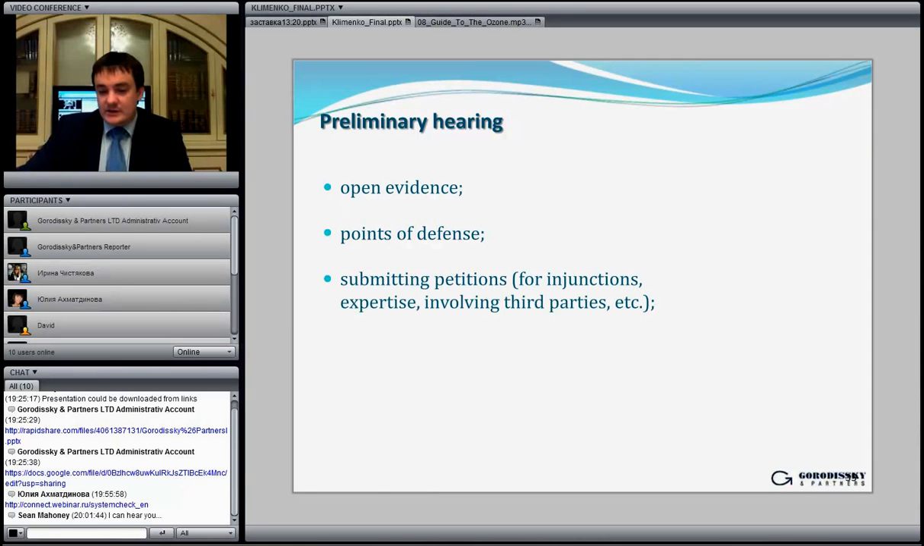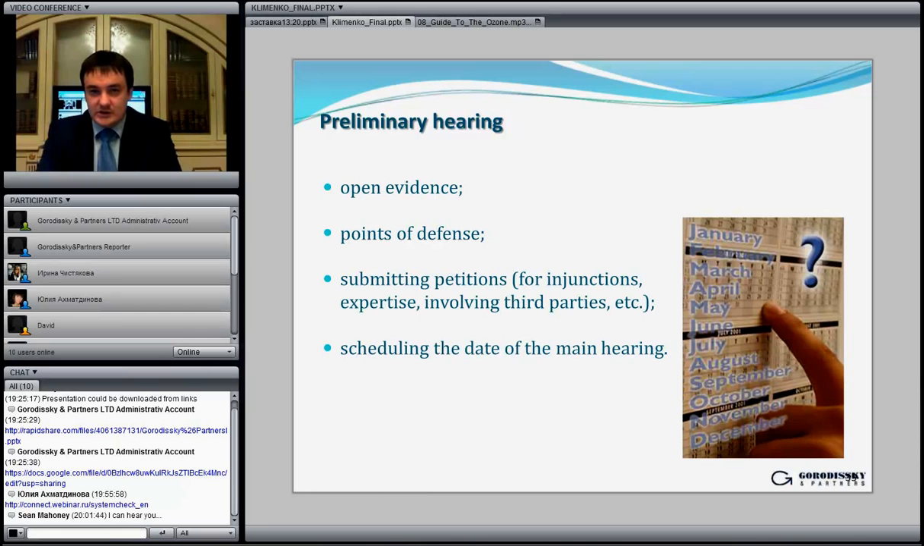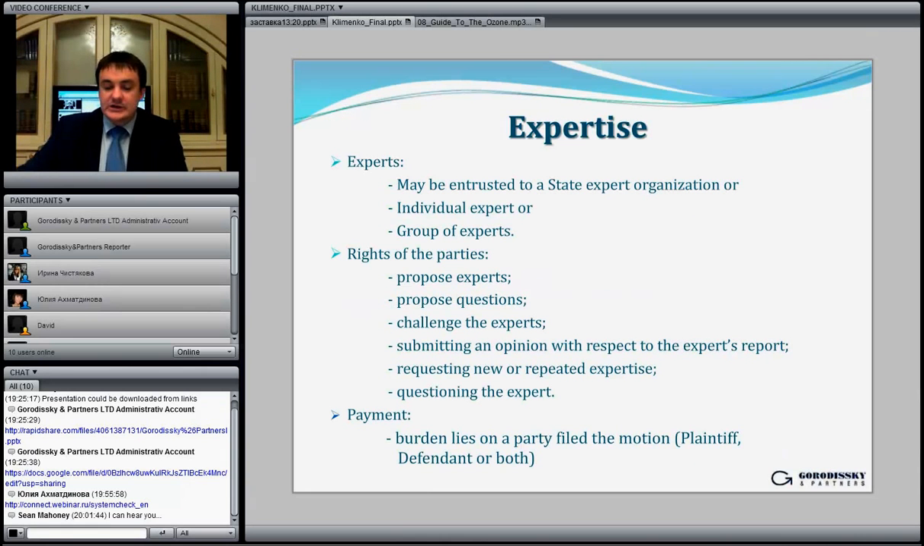As regards the court hearings, there are two stages. One of them is the preliminary hearing, and this stage is very important because exactly at this stage all parties must open their evidence. Besides, at this stage the court will decide whether the independent expertise is required or not. The Russian judges do not have a special technical background, and therefore they cannot resolve technical issues. And in this case, very often the court orders for independent expertise. According to the Russian law, the expertise may be entrusted to an expert organization, or to an individual expert, or to a group expert.